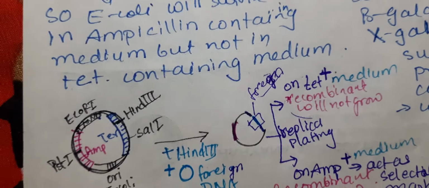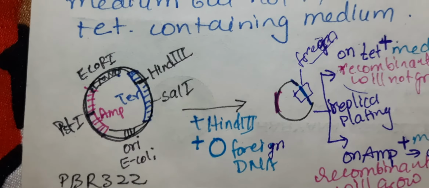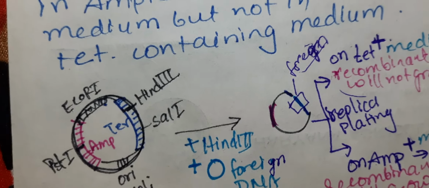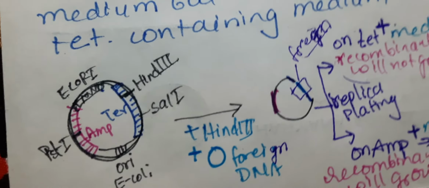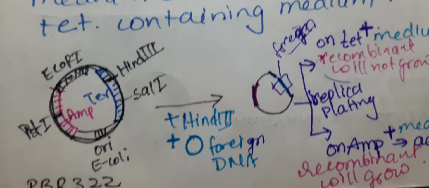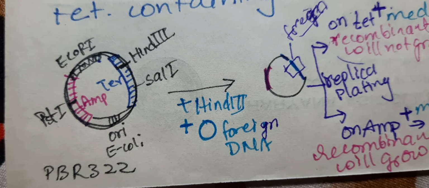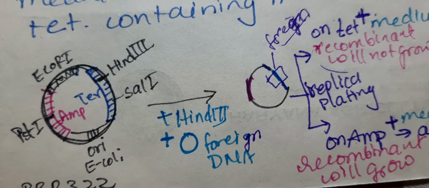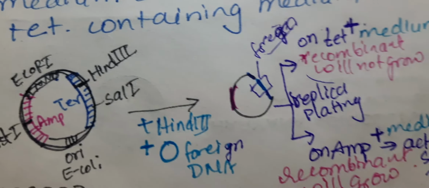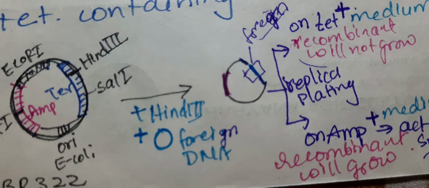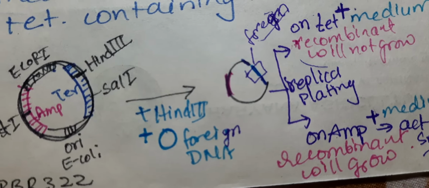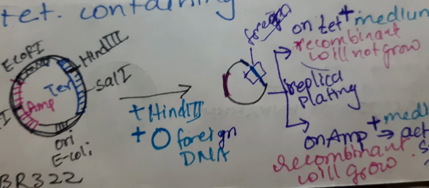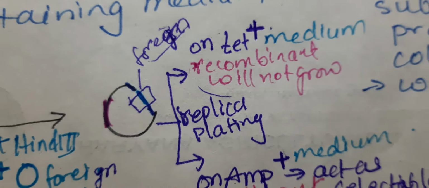Okay, let's understand here in the diagram. This is pBR322. So it has ampicillin and tetracycline resistance. So here I have added HindIII. Now this HindIII target site lies in the tetracycline resistance gene region, and foreign DNA is added. Okay, so there will be a breakage at HindIII and foreign DNA is inserted over here.